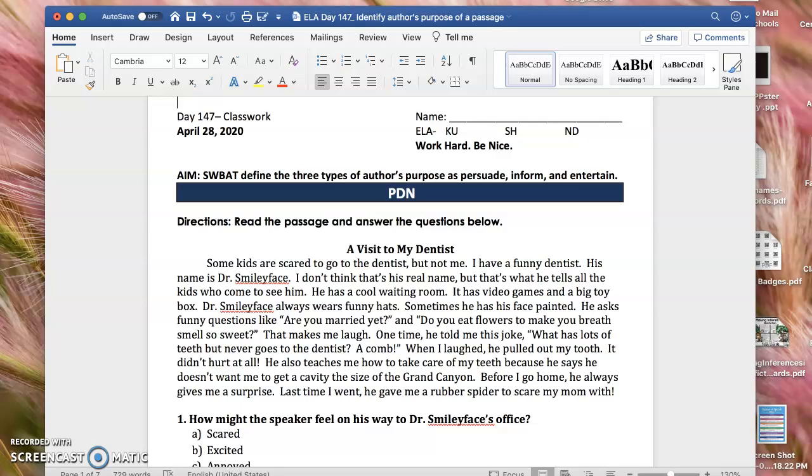I know some people were a little confused yesterday on the exit ticket, so I wanted to continue going over this so that we can really get it, because tomorrow we're going to be identifying the author's purpose in a whole passage or a whole text. So we have to be able to define it now so that we'll be able to do it tomorrow.